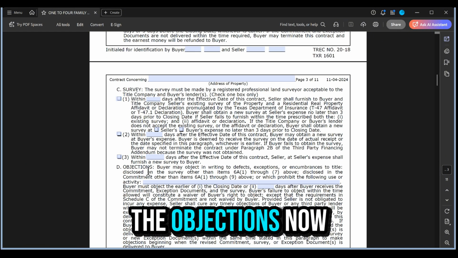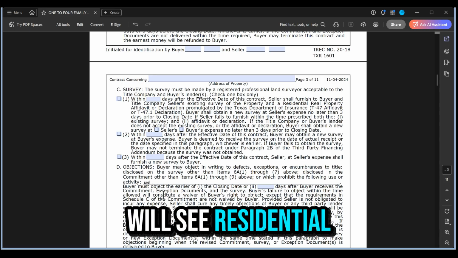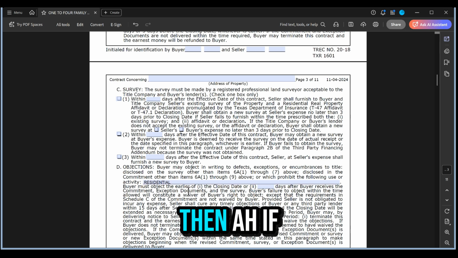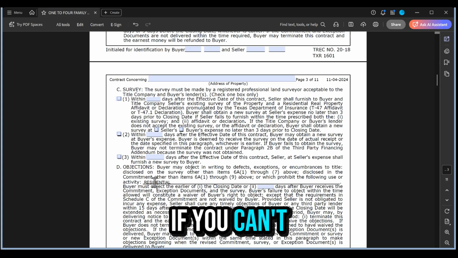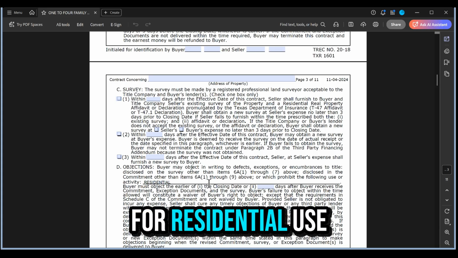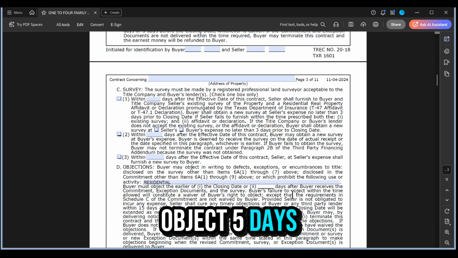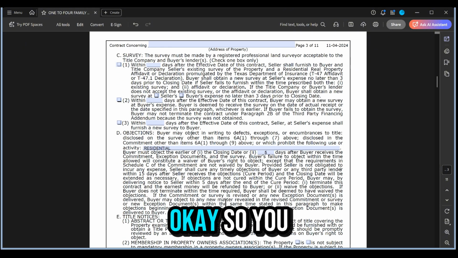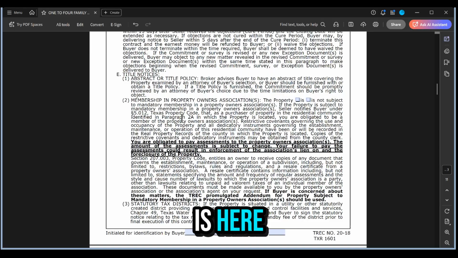Okay, the objections. Now, usually you will see residential use here. Like if you can't live there for some reason, or it's not for residential use, you may object within 5 days or whatever days. I like to put 5 days after the buyer receives the title commitment. Okay, so just going through all this stuff here.